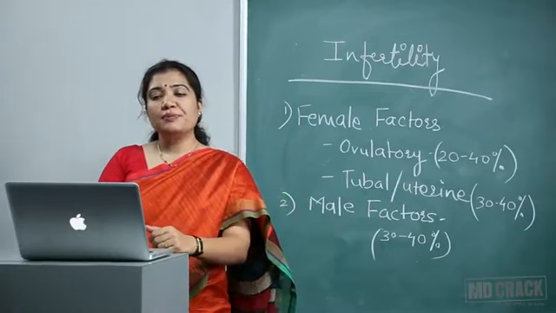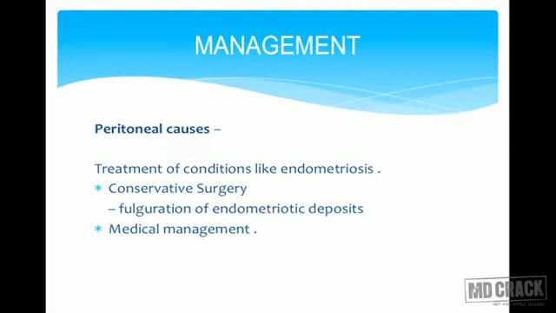It gives good results. For the peritoneal causes like endometriosis, we can either go for medical management or conservative surgeries like fulguration of endometriotic deposits. And usually such patients show good results later.